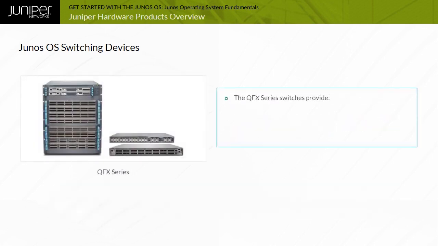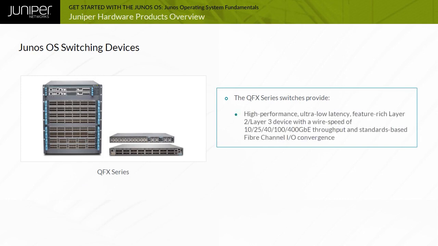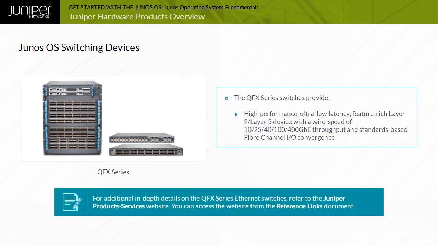The QFX series switches provide a high-performance, ultra-low latency, feature-rich Layer 2 or Layer 3 device with a wire speed of 10, 25, 40, 100, 400 gigabit Ethernet, or GBE, throughput, and standards-based fiber channel I/O convergence. For use in data center environments, it provides a ready solution for an Ethernet VPN, Virtual Extensible LAN, or EVPN-VXLAN system. For additional in-depth details on the QFX series Ethernet switches, refer to the Juniper Product Services website. You can access the website from the reference links document.